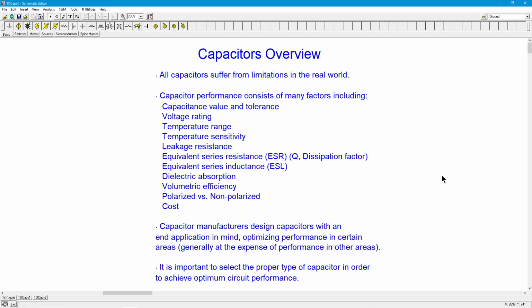example. It sort of limits that, and it also helps when you turn the power supply off to give a discharge path for that capacitor. Another really important characteristic is called volumetric efficiency. It sounds fancy, but all it really means is how many farads can you pack into a certain size box?